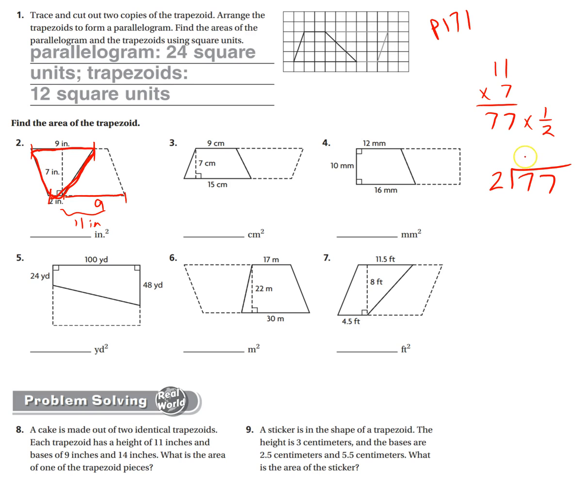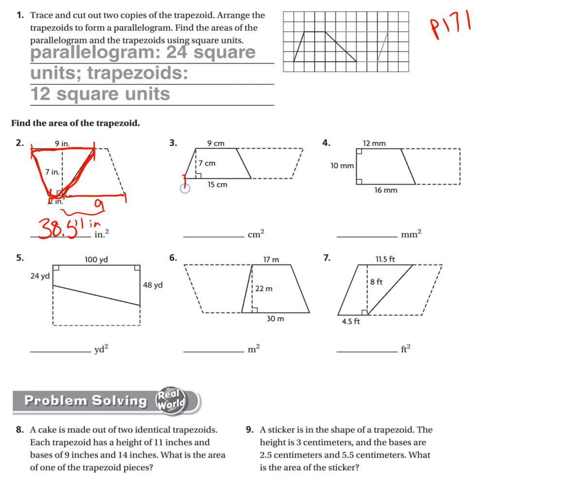2 goes into 7 3 times. 3 times 2 is 6, subtract, gives me 1, bring down my 7. 2 goes in 8 times, 16, subtract gives me 1. I can add a decimal, bring that 0 down, bring my decimal up. 2 goes into 10 5 times, subtract gives me 0. So 38.5. Okay.